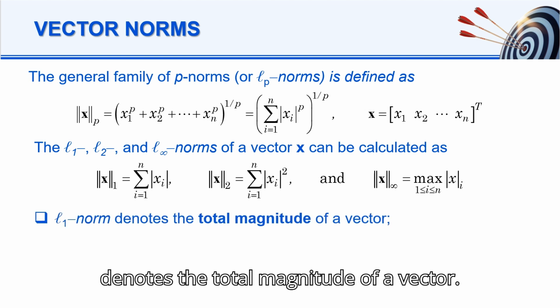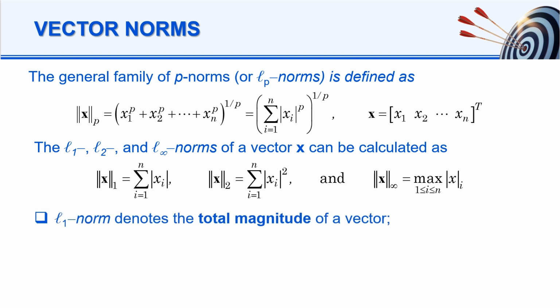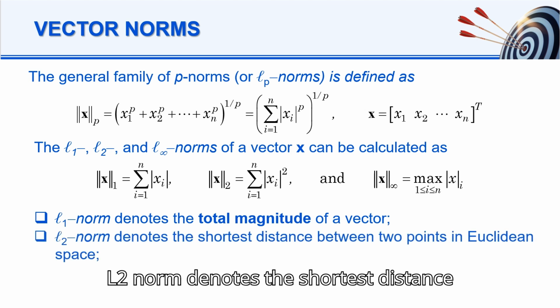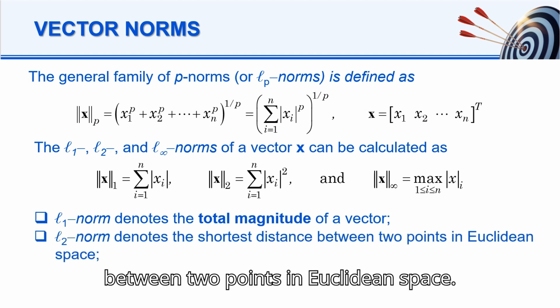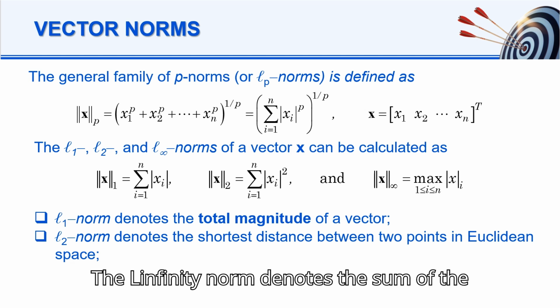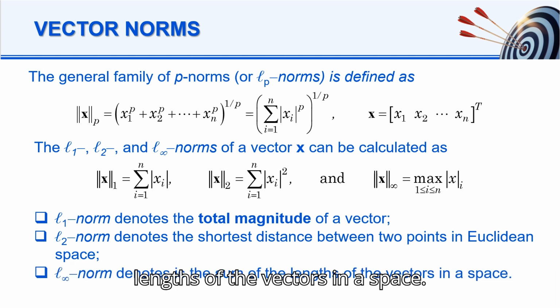L1 norm denotes the total magnitude of a vector. L2 norm denotes the shortest distance between 2 points in Euclidean space. The L-infinity norm denotes the sum of the lengths of the vectors in a space.